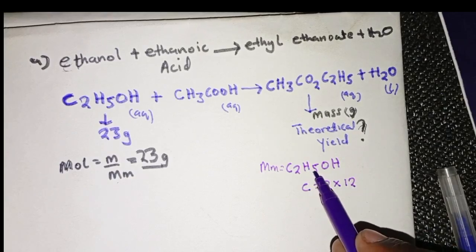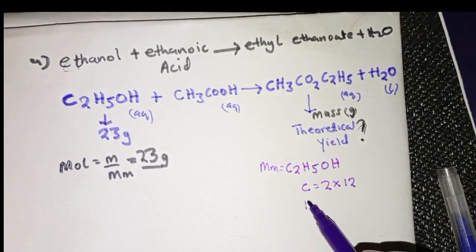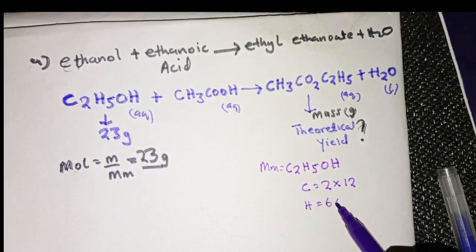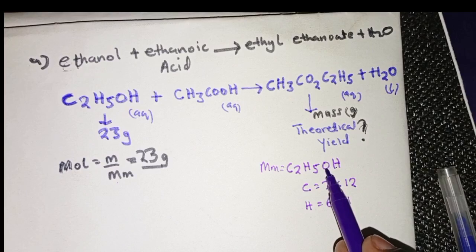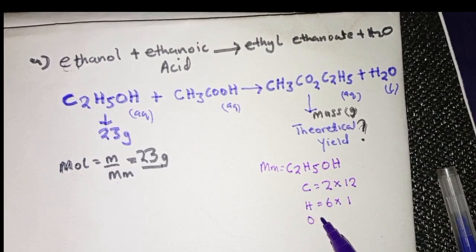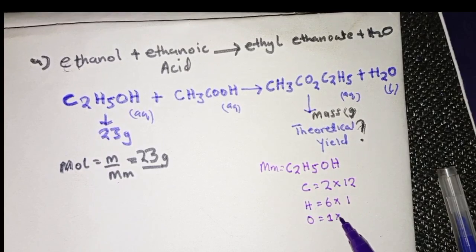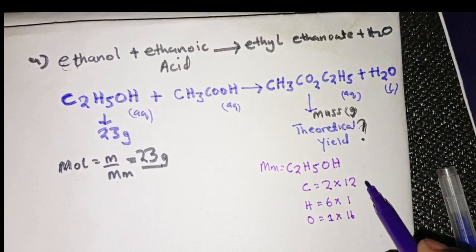Hydrogen, how many of? 5, 6. So H, there are 6. Multiply by the mass. The mass is just 1. Oxygen, you only have 1 there. So oxygen, you only have 1. What's the mass of oxygen? 16.